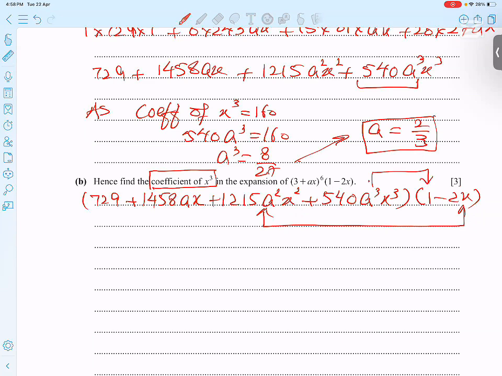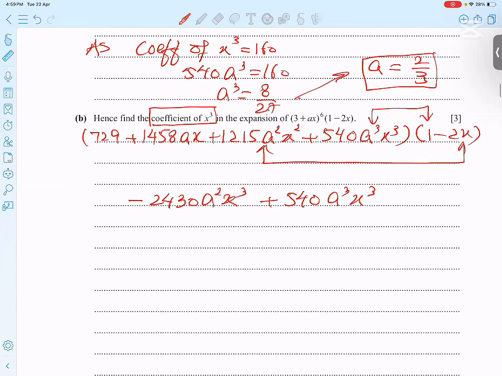So I believe the point is clear. And when I multiply this with that, so get ready, positive times negative is a negative. 1215 into 2, I got 2430 a square x cube. I repeat my words: positive into negative, negative. Be careful. This value into 2, I got a number, and a square as it is without any change, x square and x cube. Now, student, this is an easy 540 a cube x cube.